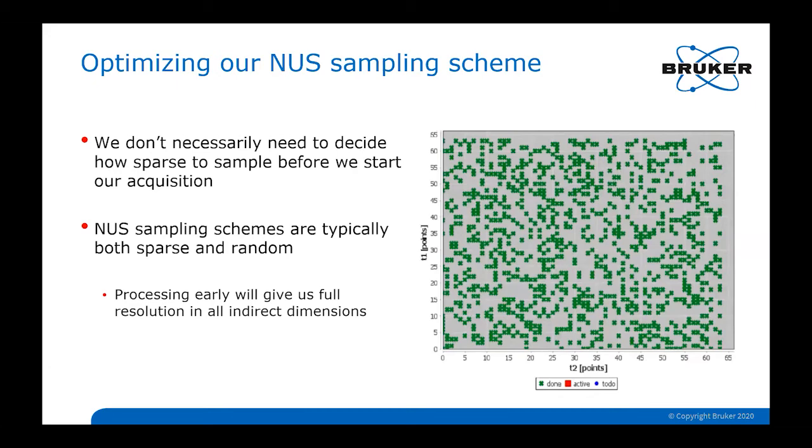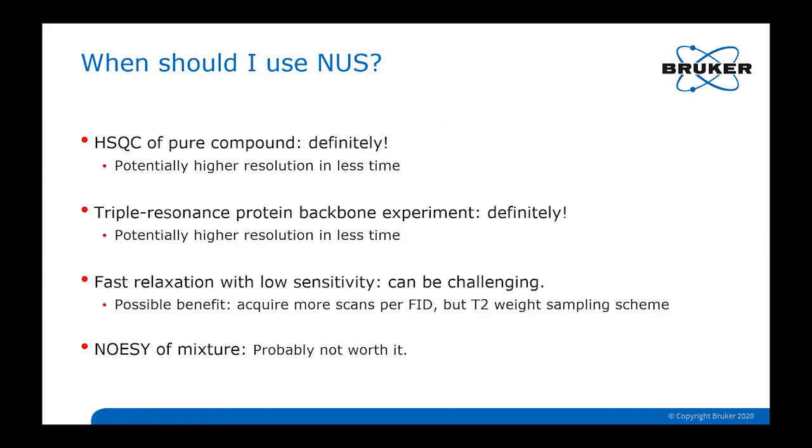So again, reiterating some of these themes of not only how sparsely can I sample, but what kind of samples and what sort of experiments do I want to use NUS for? If I have a small molecule sample and I'm doing HSQC of a fairly pure compound, almost always NUS can benefit us. We can get higher resolution in less time than we can through traditional techniques. Similarly, with a protein sample, if we're doing a triple resonance backbone experiment, then we can often benefit significantly from this, again by getting the data in less time or getting higher resolution than we can through traditional techniques.